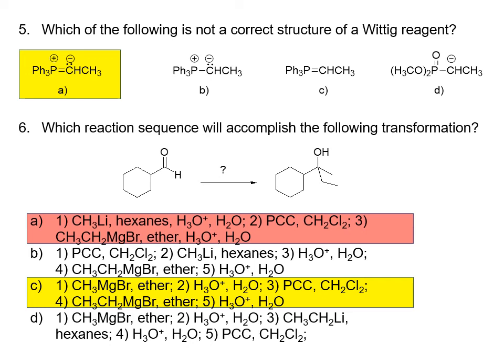Note when you compare A and C that they are almost identical. The only difference is in notation, that we have correctly listed 5 steps that are needed to convert cyclohexane carbaldehyde to tertiary alcohol, while under A those are presented as 3 steps incorrectly.